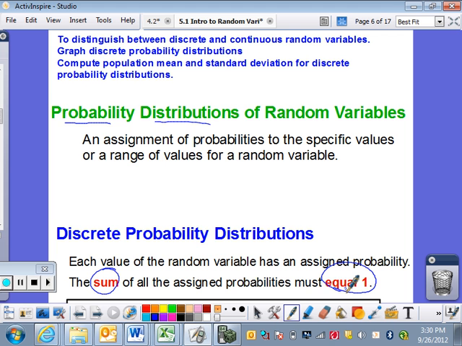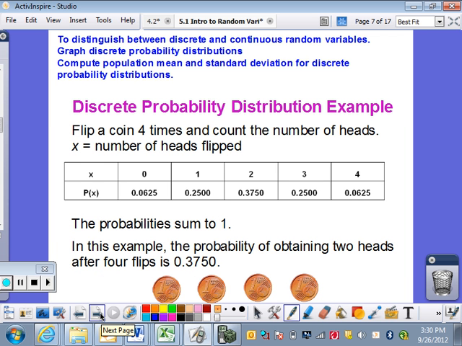You have everything in your sample space, basically, if we go back to probability, and the probabilities all equal 1. So we can measure it, that's why it's discrete, it all adds up to 1. So just a quick example of this would be flipping a coin 4 times.